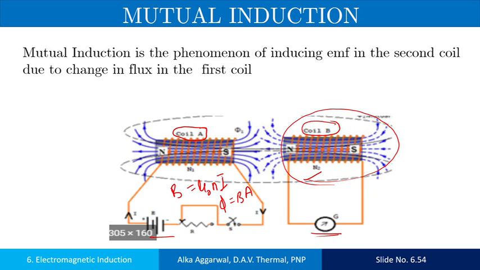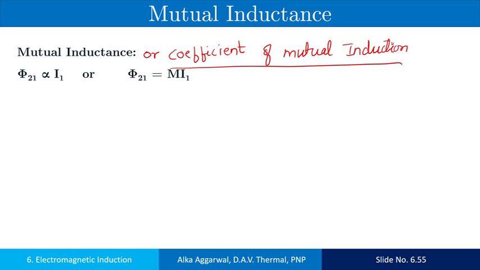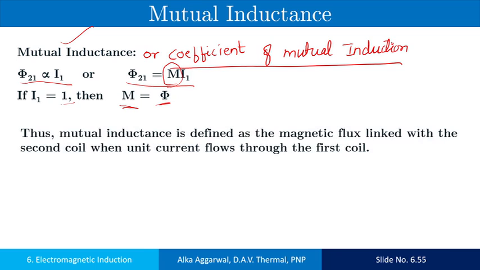So mutual induction is the phenomenon of inducing EMF in the second coil due to the change in flux in the first coil. Now we are talking about mutual inductance, which is also known as the coefficient of mutual induction. As you know, the flux linked with the second coil due to the current in the first coil can be written as phi equals M I1. M is a constant of proportionality and is called mutual inductance. If current is unity, then mutual inductance is equal to the flux linked with the second coil when unit current is flowing through the first coil.